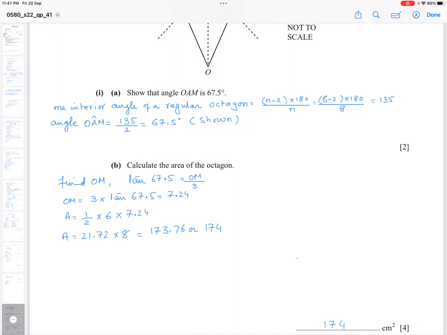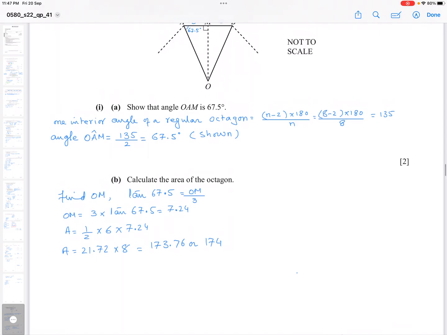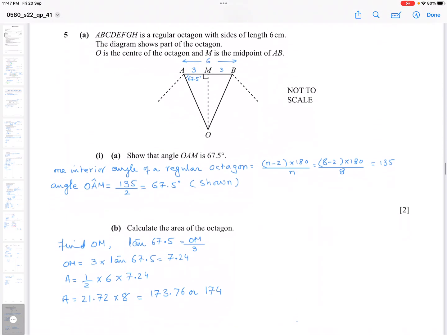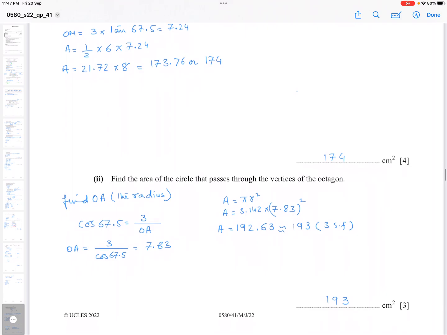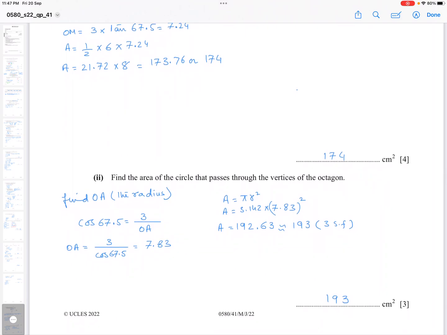You can multiply 21.72 times 8 because there would be 8 of these triangles in the whole octagon. Find the area of the circle that passes through the vertices of the octagon. So first find OA, and OA is your radius.